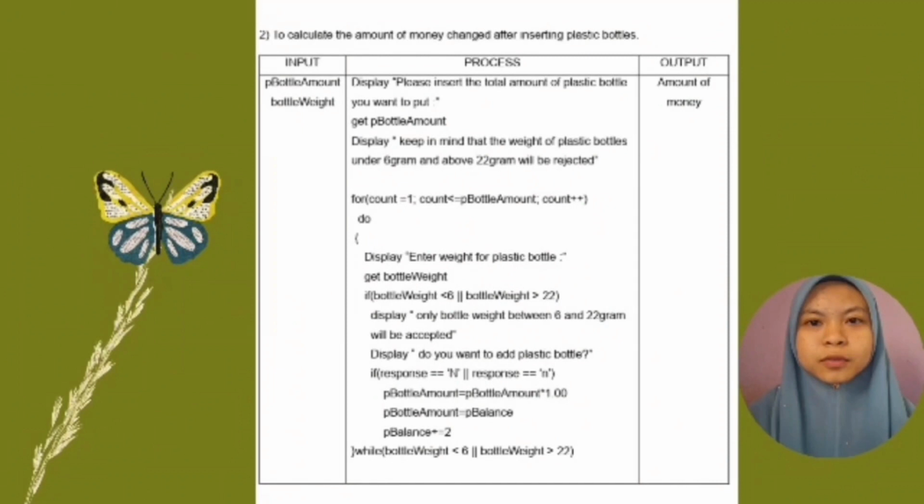This analysis is to calculate the amount of money. The user needs to input the plastic bottle amount and bottle weight. The system will calculate the plastic bottles that the user inserts and check the condition whether the inserted plastic bottle has a weight between 6 and 22. The calculation is 1 plastic bottle equals to RM. The output is the amount of money.